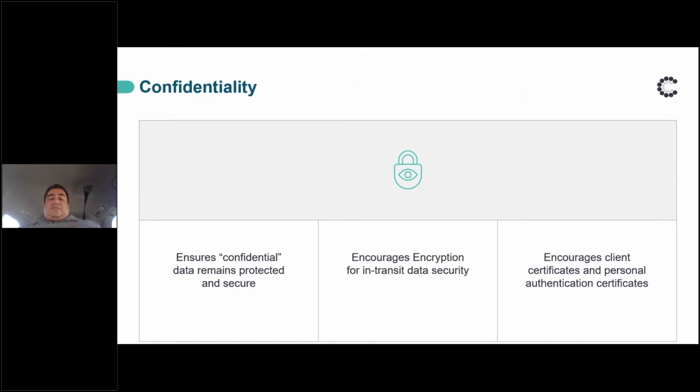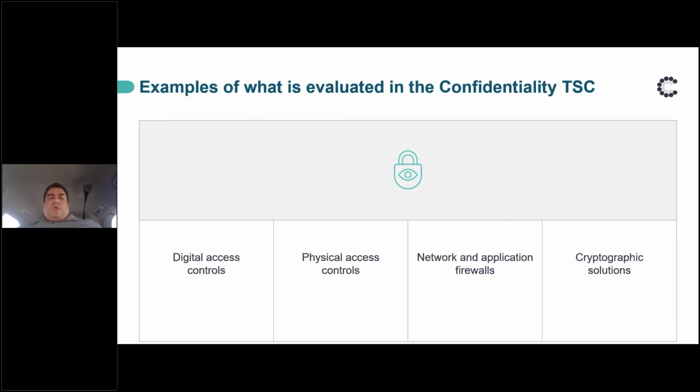Confidentiality then addresses maintaining your data protected and secure. It ensures that data, while it's in movement, while it's in storage, has a high level of encryption. So what do we do to evaluate confidentiality? We're looking at things such as digital access controls, network and application firewalls, to name a few.